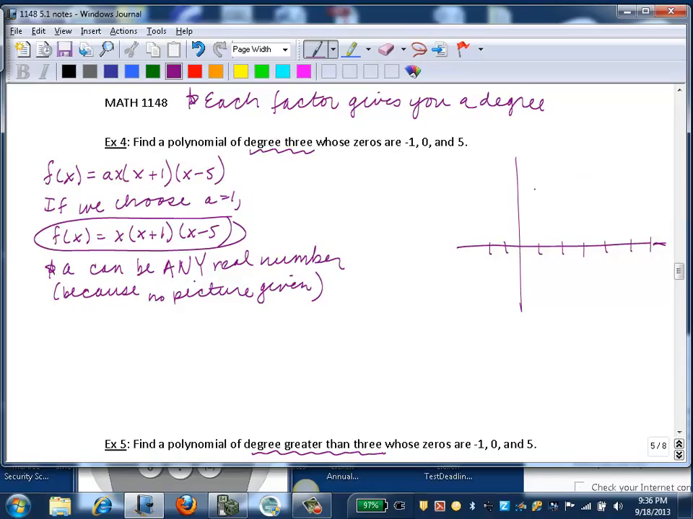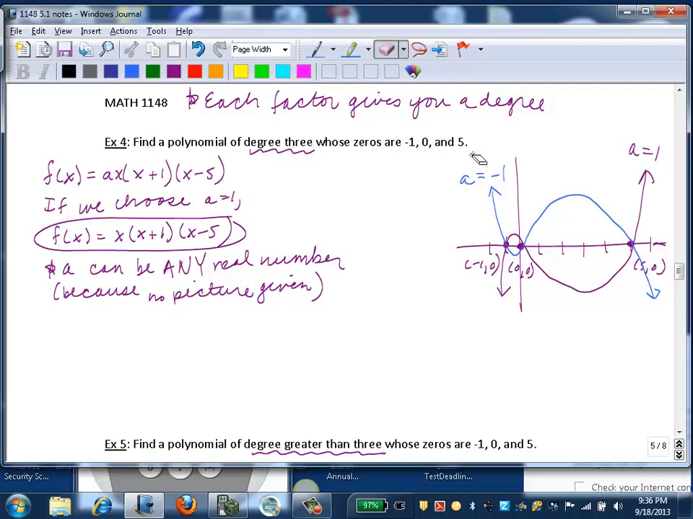So in this case, when we chose an a value of 1, if you remember our x-intercepts are all that matters here. We got -1, 0, and 5. So when the a value is 1, it looks something like this. So this is 5, 0, 0, 0, and -1, 0. So this is when a was 1. And then if you remember when we made a a -1, it reflected it. So the shape was something like this. So this is when a is -1, but all that matters is that it has the zeros -1, 0, and 5.